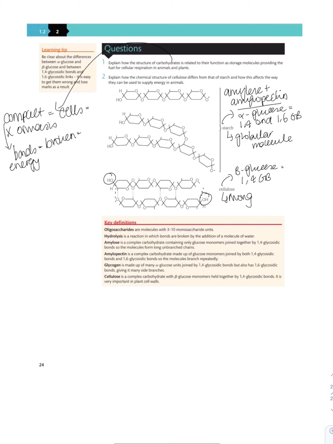And so animals will use the starch and digest it to release the glucose monomers, and that can be used in cellular respiration. However, we learned that most animals cannot digest cellulose because they don't have the enzymes to do it, unless they've got special types of bacteria in their gut that have the enzymes to break down cellulose into glucose molecules. So actually, cellulose is not usually used as an energy source in animals.